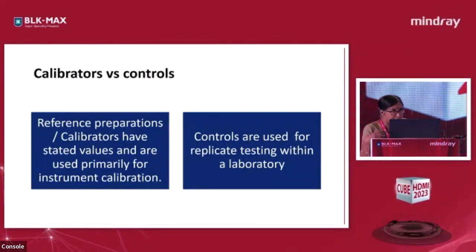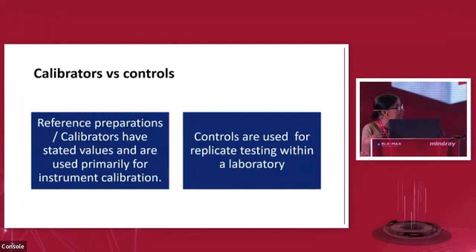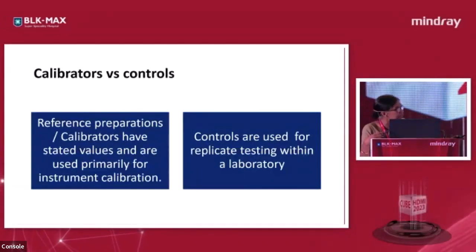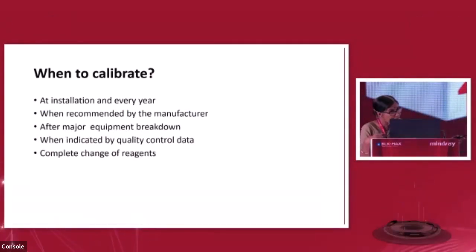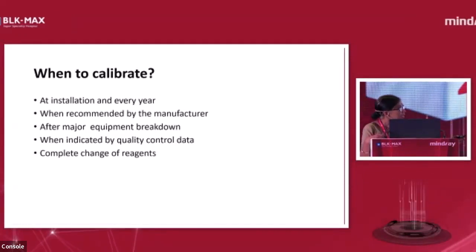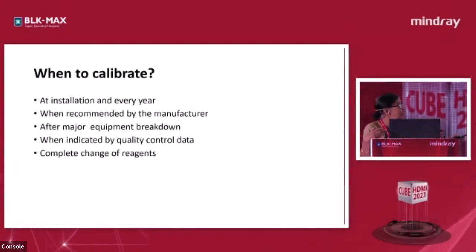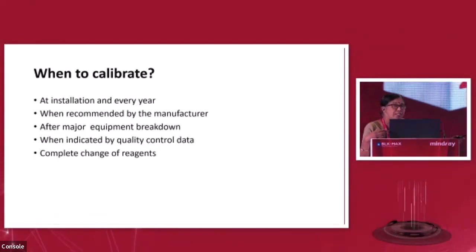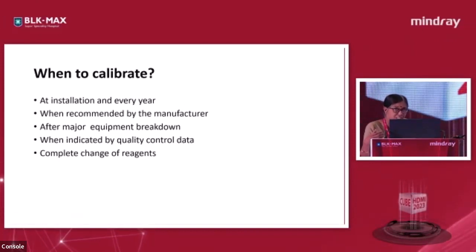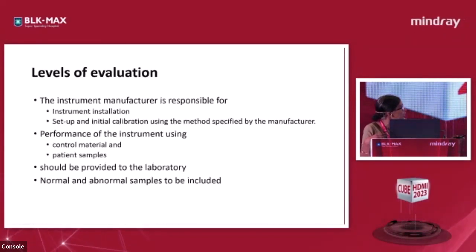So calibrators are essentially used which have stated values and are used primarily for equipment calibration, whereas controls are used for replicate testing within a laboratory on a day-to-day basis. So when to calibrate is another question. Of course, at installation and year after year, and as recommended by the manufacturer. There could be situations where we have major equipment breakdowns, or when quality control data show there is something seriously going wrong, and there could be a complete change of reagents. In these situations, it's important to recalibrate the equipment.